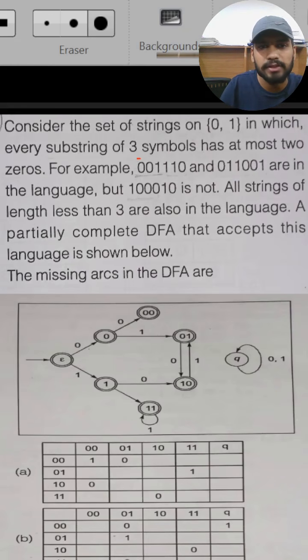In this example, if we see the first three symbols, we have two zeros. If we see the next three symbols, we have one zero. If we again see the next three symbols, we have three ones, which is also valid because we have zero zeros here. If we see the next three symbols, we have one zero, which is valid. This is also a valid string.